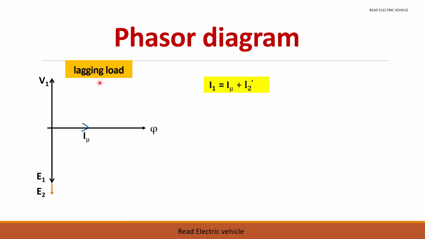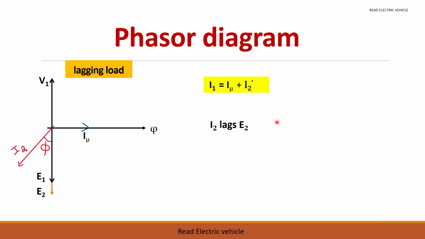So let us take a lagging load first. In a lagging load, I2 lags E2. Because our E2 is here, I can draw the I2 somewhere here. It is lagging the voltage by some angle phi.